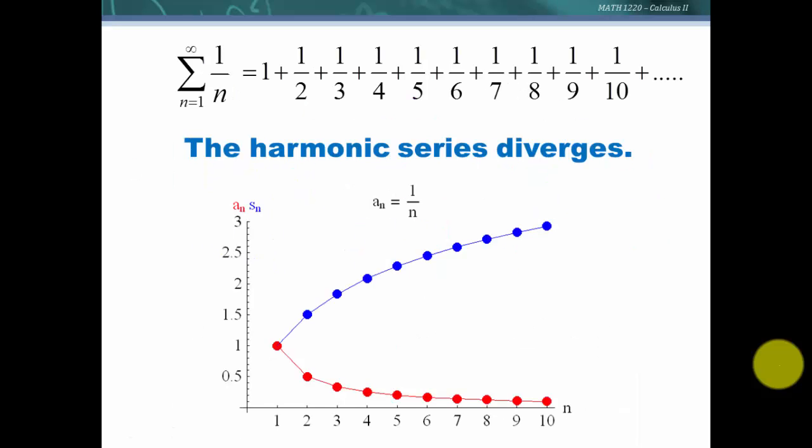And as we look here, the terms themselves, we can see they're getting smaller and smaller and smaller, and the limit of the terms is 0. The terms are going to 0. We know if we took the millionth term, we'd have 1 over a million, which is pretty close to 0. But when we looked at the sum here, it diverges. It does not approach a finite value.